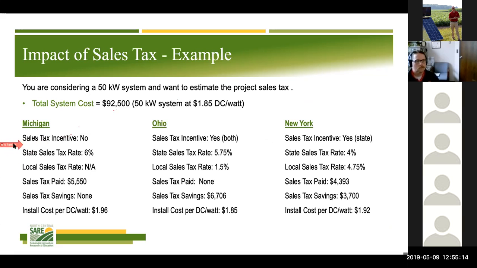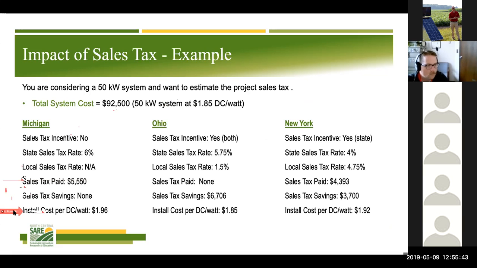So in Michigan, and again, this was as of a couple months ago, so policy is fluid. These are subject to change. But Michigan had no sales tax incentive as it related to solar development. And so their sales tax was all at the state level. So at 6%, they were going to pay just over an additional $5,500 for that project. And if you add that and then break it down, we're basically increasing our $1.85 per DC watt to $1.96 per DC watt.